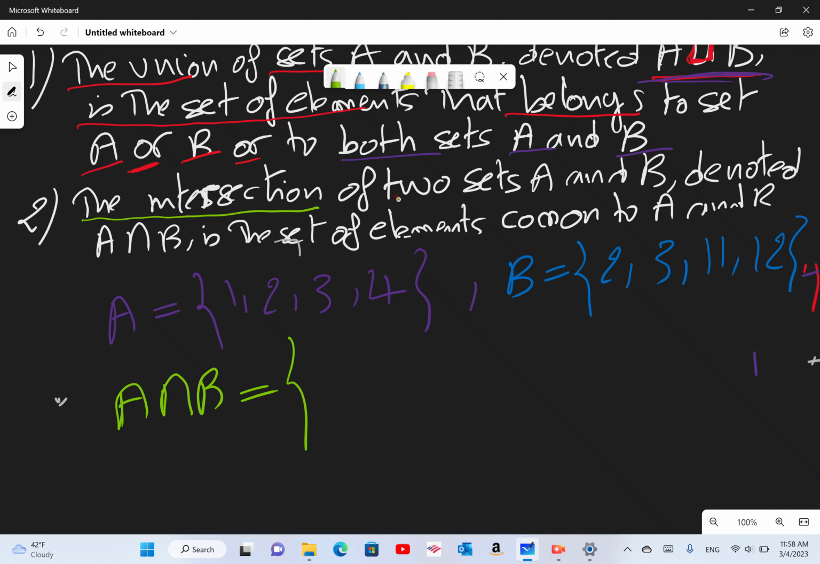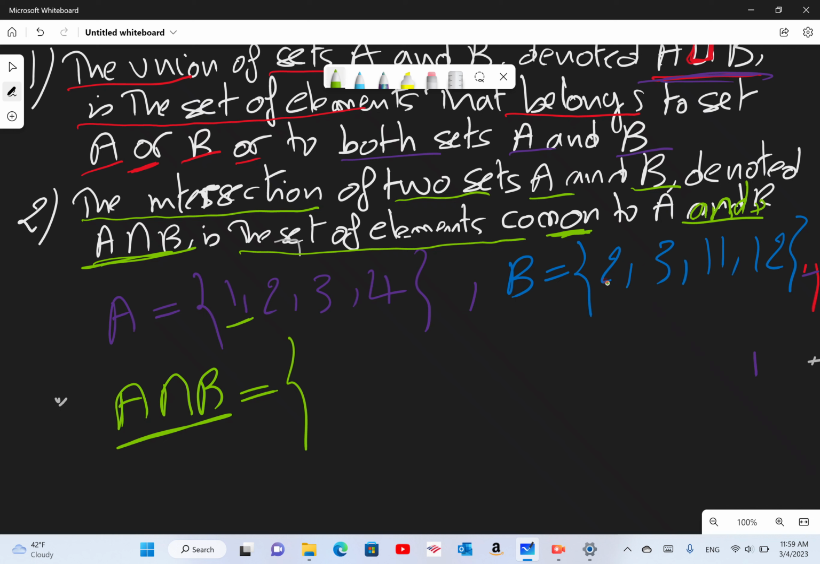so the intersection, it said the intersection of two sets A and B, denoted A intersection B, is the set of elements common, this is the key word here, common to A and B. That means this set, because it's also a set, this set A intersection B has only elements that are common to A and B. So if we want to put an element here in this set, it has to be in A and it has to be in B, and those are the only elements that we choose.